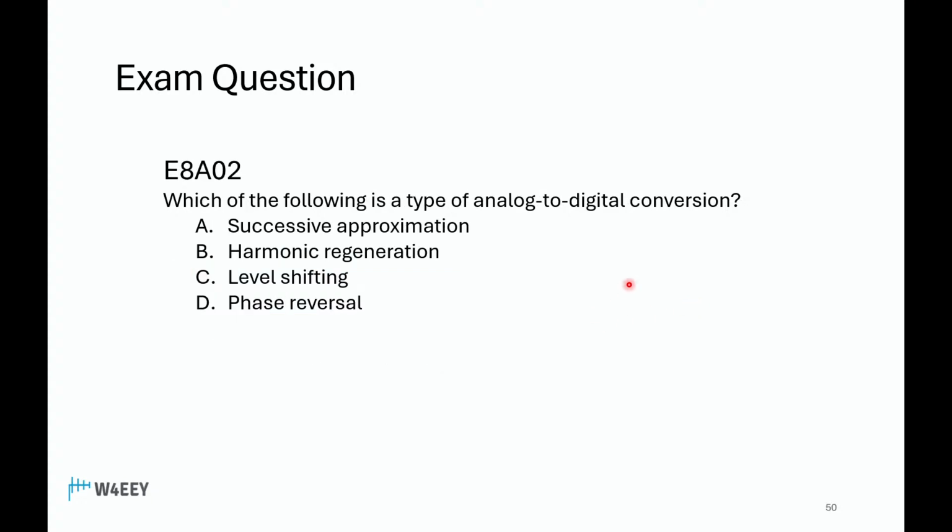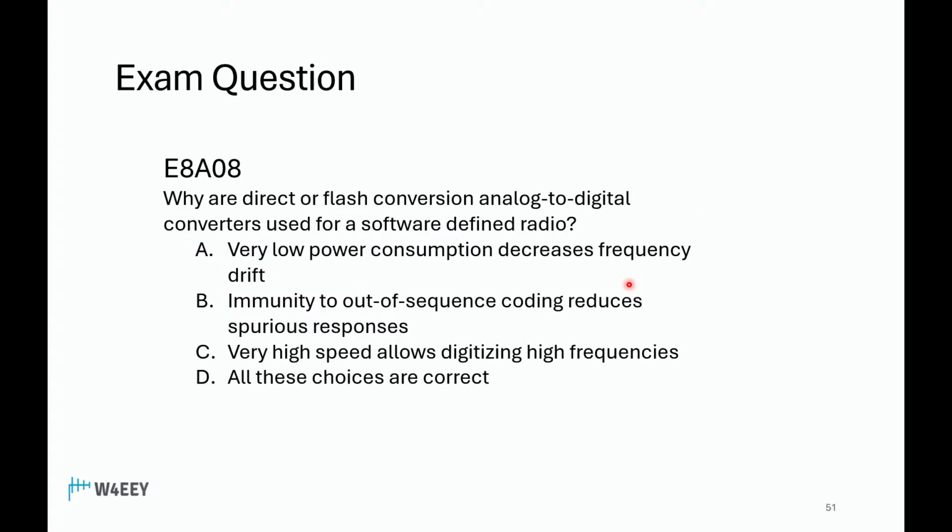Which of the following is a type of analog to digital conversion? We talked about three, I think. And one of them, Alpha, yeah, successive approximation is one of them. Why are direct or flash conversion analog to digital converters used for a software-defined radio? Charlie. Charlie, yep. The front end of the radio where the RF is coming in, very high speed, allows digitizing those high frequencies.